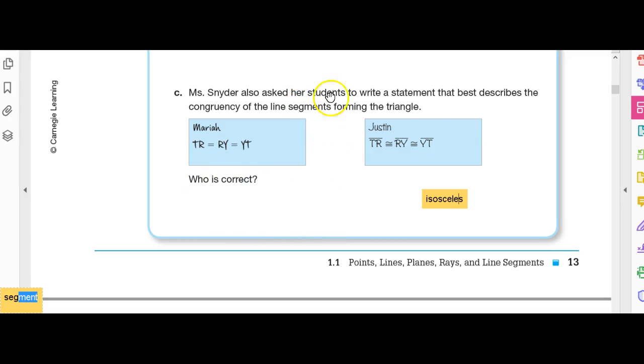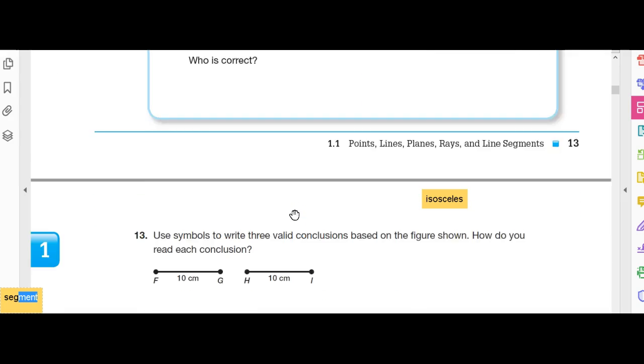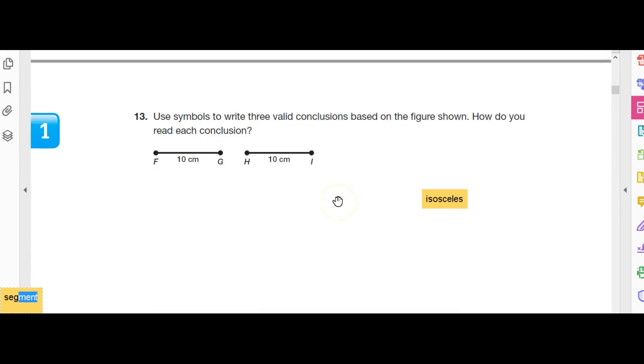When it says who's correct, the only reason I would go with Justin over Mariah is because Ms. Snyder wants us to write a statement that best describes the congruency of the segments. So she's asking us to do something about the congruency of the segments, then I would write the one about congruency of the segments, right? This is equality of the distances. This is congruency of the segments. So this fits a little more with what Ms. Snyder asked us to do. So I'm sorry, Mariah, yet again. We are not on the same page with you right now.